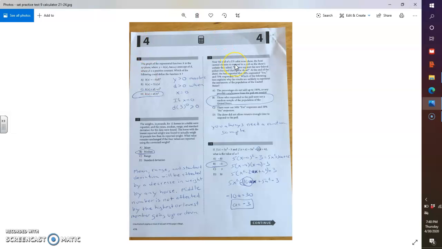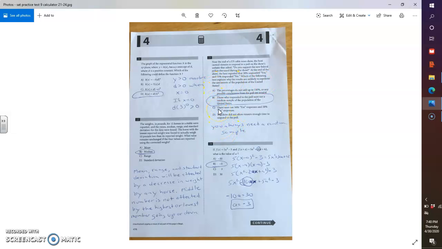Number 23, near the end of a U.S. cable news show, the host invited viewers to respond to a poll on the show's website saying, do you support the federal policy discussed on the show? At the end of the show, the host reported 28% said yes, 70% said no. Which of the following best explains why the results unlikely represent the sentiments of a population in the United States?